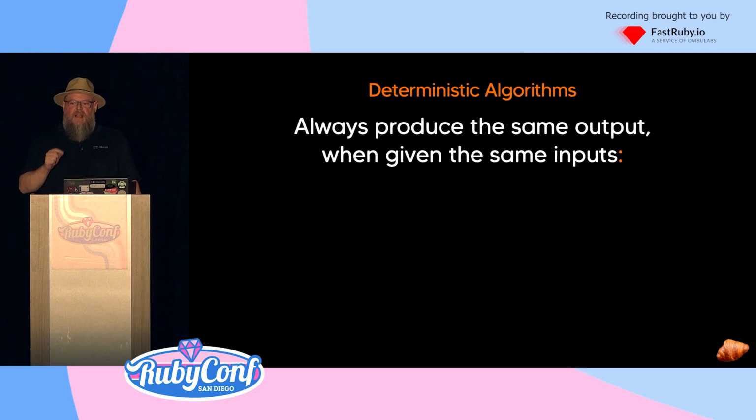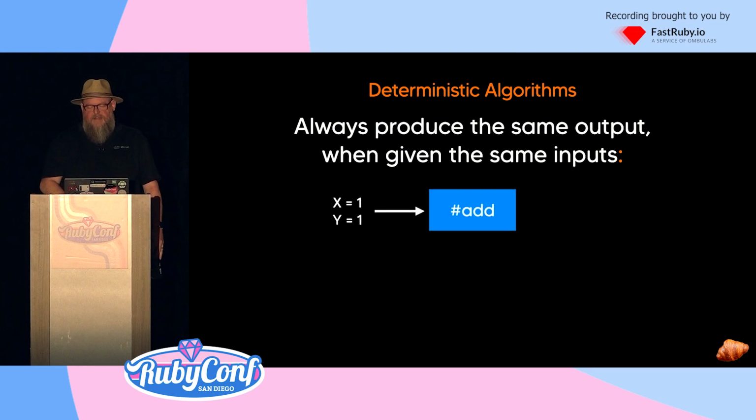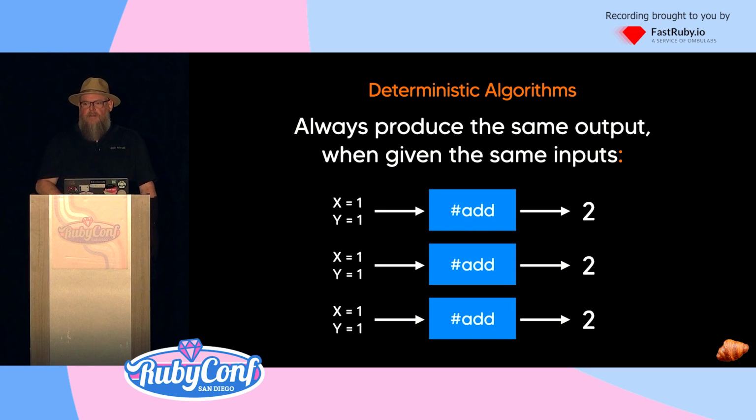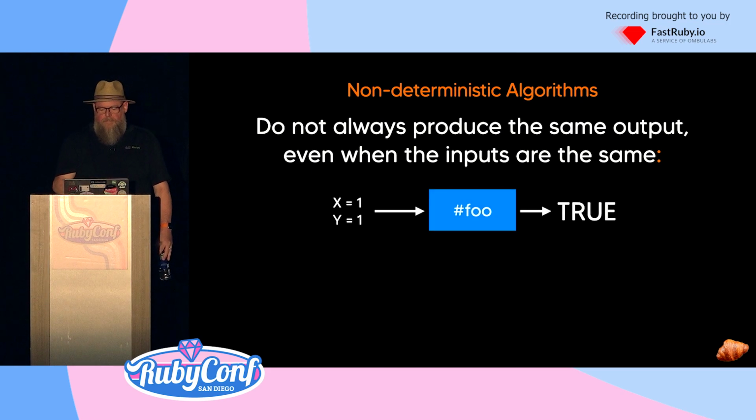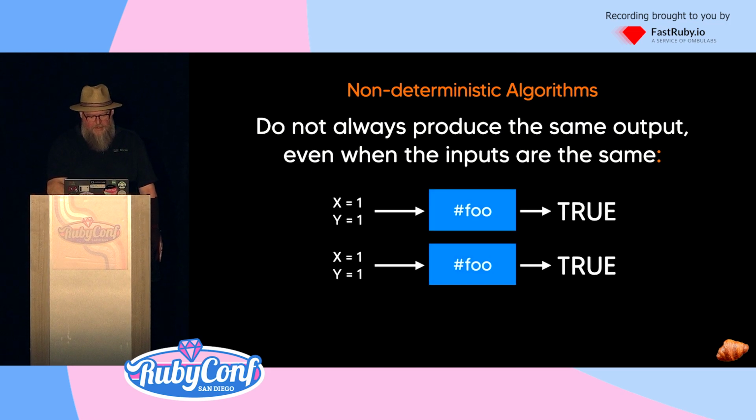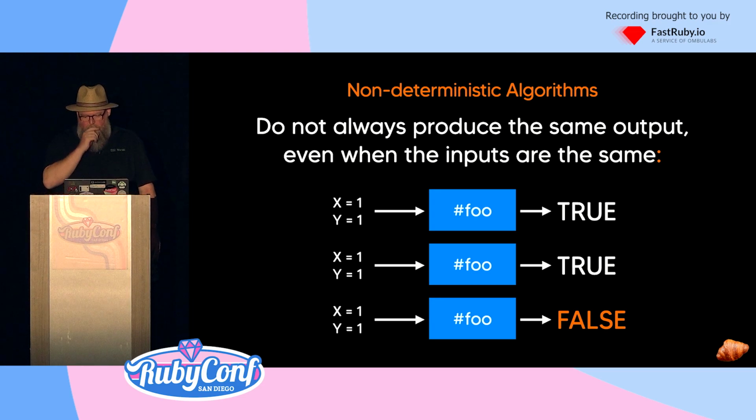Well, a deterministic algorithm is one that, given the same input, will always produce the same output. So for example, if I take these parameters, I pass them to a method called add, they should always return 2, no matter how many times I call that method. But what if there were a method foo that always returned true until it didn't? That's the definition of non-determinism. An algorithm that, given the same inputs, does not always produce the same outputs.